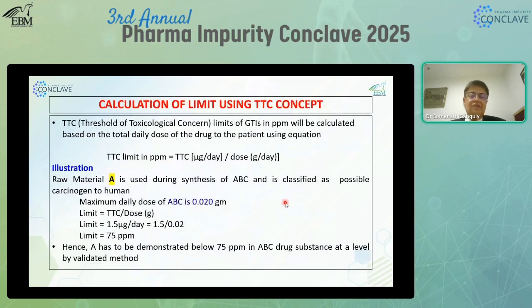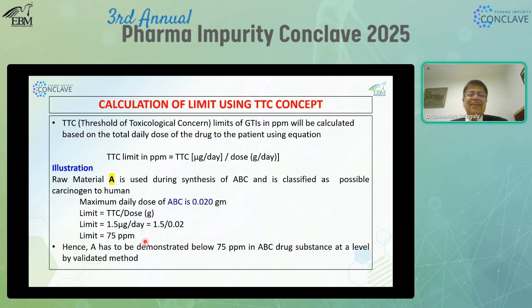Suppose one raw material is genotoxic in a product ABC with a maximum daily dose of 0.02 gram. It is very simple: 1.5 divided by 0.02. So it will come out to 75 microgram per gram. So this is the specification. Everybody knows this.